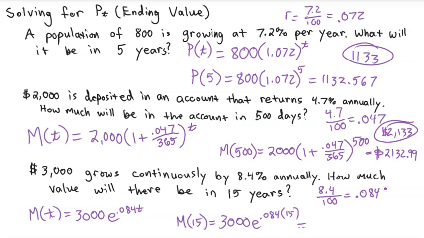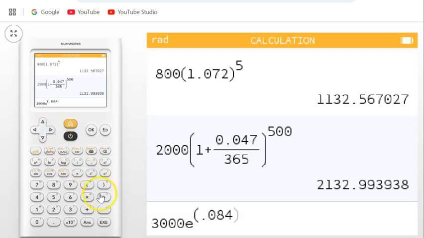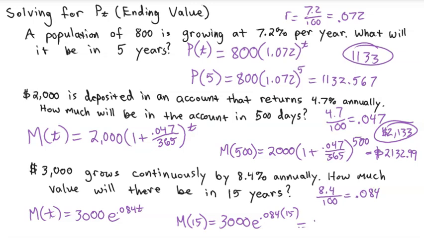We can just key this in a calculator. So it's going to be 3,000 e to the power of 0.084, and I recommend parentheses here, so I'm going to put a parenthesis in, times 15 years, and then close the parenthesis. Let's execute, and it's $10,576.26. And if you were rounding to the nearest whole number, it would just be 10,576. Okay? All right.